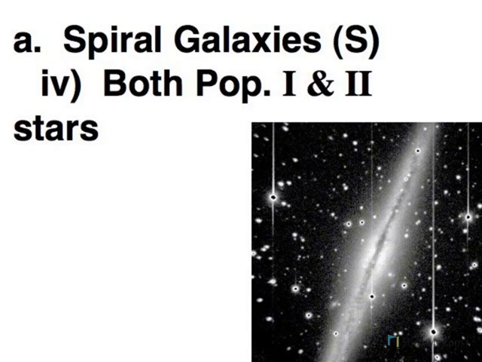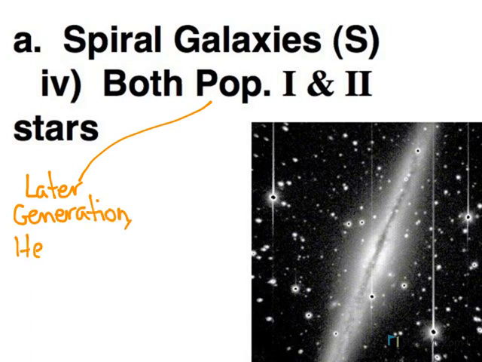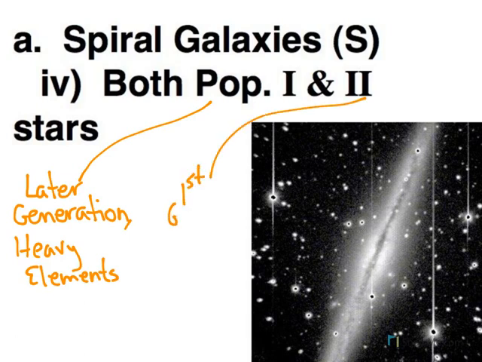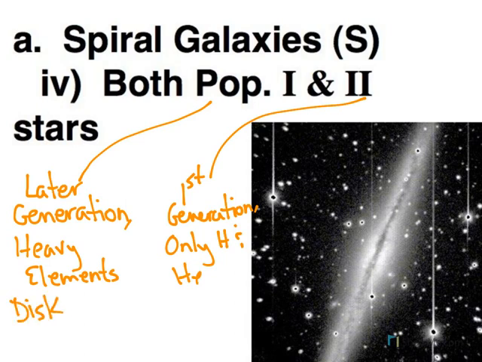Population 1 and 2 stars. So population 1, this is like our sun. These are later generation stars, so they are going to have heavy elements as part of their composition. Population 2 stars are first generation. So these were the first stars to form, and these are going to be composed almost exclusively of hydrogen and helium. So the later generation stars are mostly in the disk. First generation stars are going to be in the central bulge and in the halo.